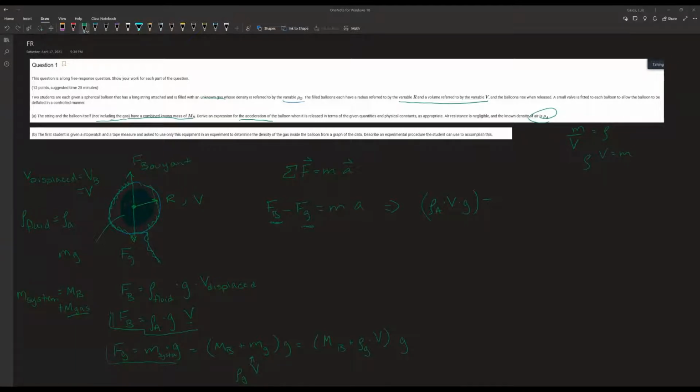So putting this together, we get rho V g, that's the buoyant force, minus, and then here I'm going to go ahead and put it like this. Oops, that should be a capital. And so you had rho A. Yeah, we can even rearrange this here, and I'm going to do that in a bit, just so that we can show we know how to do algebra.